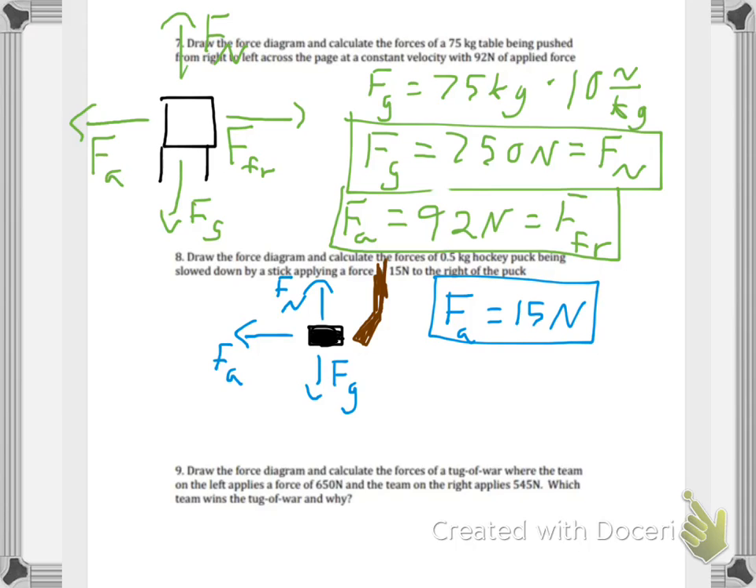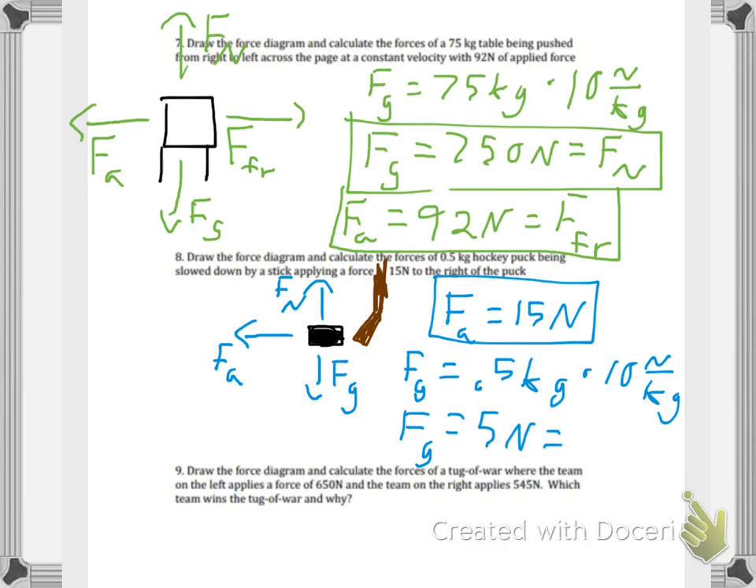Now we have the mass of the hockey puck is 0.5 kilograms. So force due to gravity is mass times the gravitational field strength to give us a force due to gravity of 5 newtons, which will then equal the normal force as well.